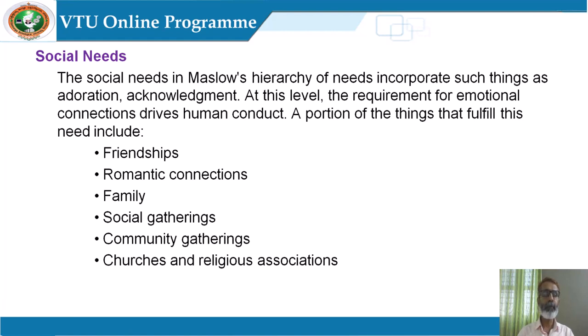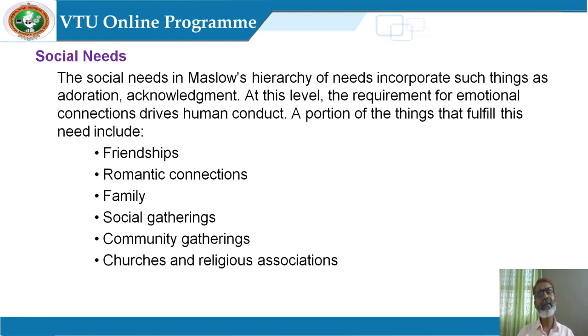Then the things that fulfill these needs include friendship. You try to expand or extend your friendship to the next level or the next category. Then maybe to some extent romantic connections, because you satisfied your safety level needs, then you may think of marrying because of the societal connections, and you think about having a family because you met the security and safety needs. You have saved some amount of money, your account balance is very good. Now you may think of going for a family.